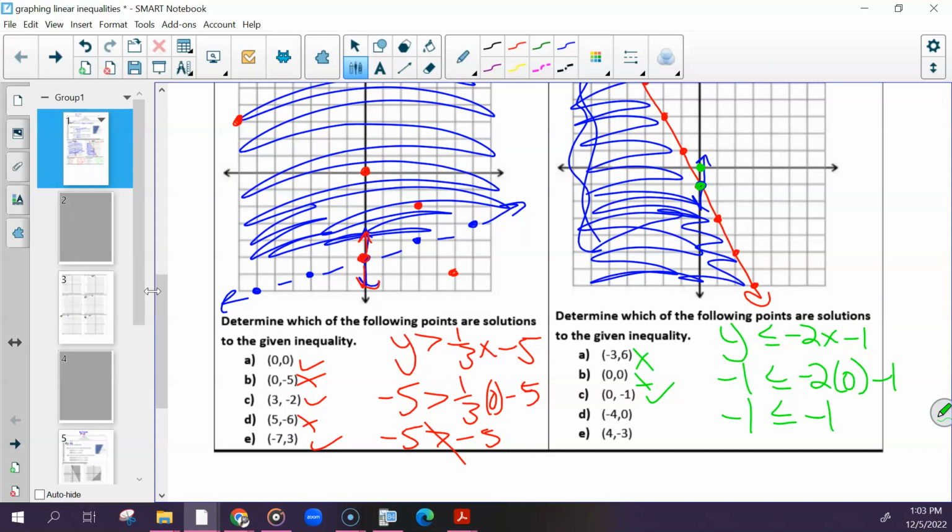-4, 0. Is that a solution? Yes. And 4, -3. Is that a solution? No. Okay. Questions on this? If it feels easy, good. If it doesn't, that's okay as well. Once you've written that down, go on to the next page. We're going to do number 3.